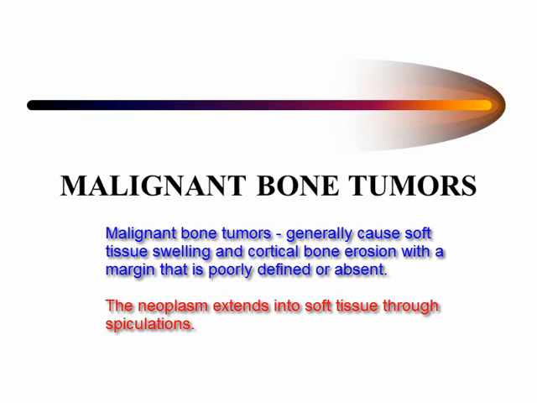Malignant bone neoplasms generally cause soft tissue swelling and cortical bone erosion with a margin that is poorly defined or absent. The neoplasm extends into the soft tissue through spiculations, which are finger-like projections. Plain radiographs may identify a single lesion. A nuclear medicine bone scan or PET scan can detect silent lesions when minimal cellular destruction has occurred. CT and MRI can precisely define the location of a malignant bone tumor and its extension into the medullary cavity and spread to surrounding structures.